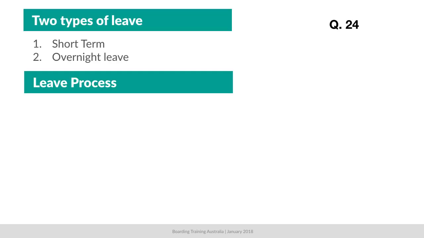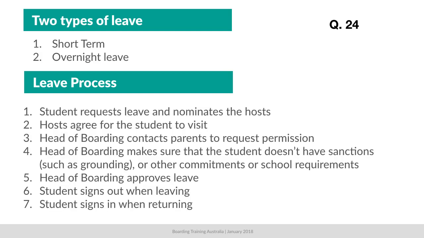There's two different types of leave. There's short-term leave, which might be going down to the shops, going out for the afternoon, or going to the gym. And there's overnight leave, which might be for the whole weekend. The leave process is pretty straightforward. The student requests leave, and the hosts agree, so the person where they're going agrees. Head of boarding contacts the parents to request permission, and makes sure the student doesn't have sanctions, such as grounding or any other commitments. Head of boarding approves leave, the student signs out when they're leaving, and signs in when they're returning.